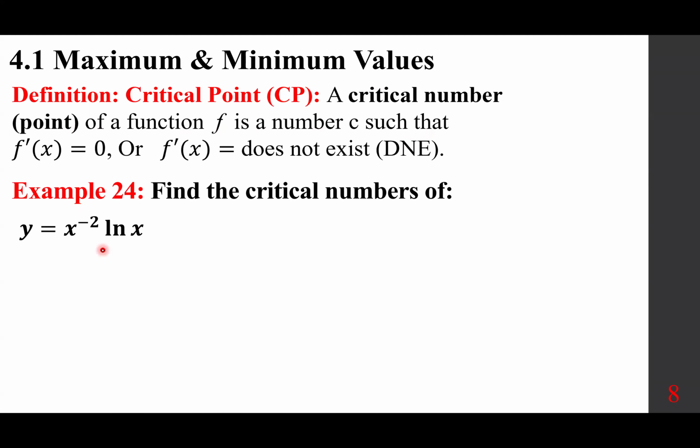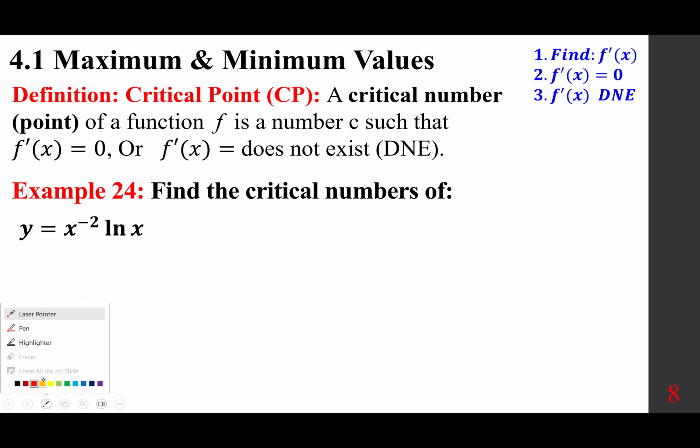So what is the process? Number one, find f prime. Number two, set it equal to 0. Number three, see where f prime does not exist. That's how you find all the critical points. So to do so, we are going to put a raised dot in between.